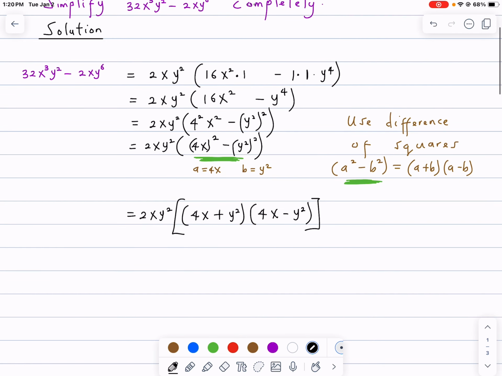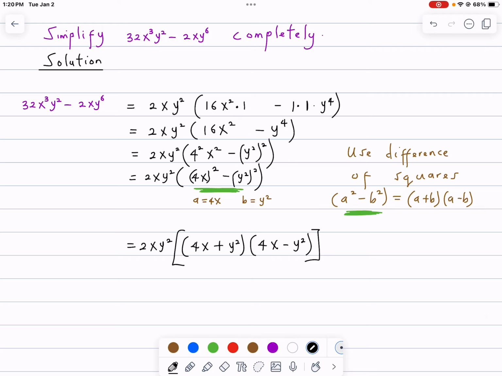That's the simplification of that expression. So I'm going to go over it again one more time. I want to simplify 32x cubed y squared minus 2x y to the power of 6 completely. So what I did was I looked through each term in the expression to see if there are some common factors. And I found that 2xy squared is common to both terms. So I factored that out, but I actually did it step by step initially. So when I factor that out, I got 2xy squared in parentheses 16x squared minus y to the power of 4. So the question says I should simplify completely.